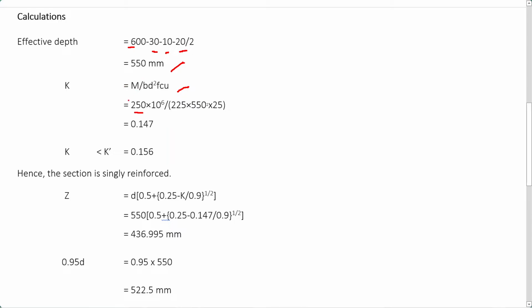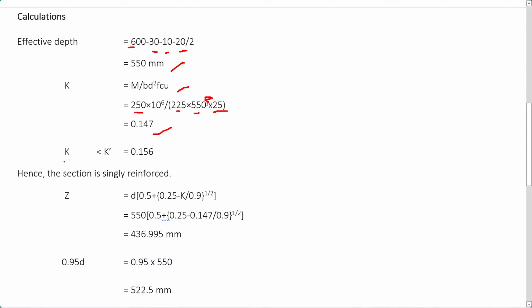Otherwise, there will be errors in the calculation. So we have to consider 250 in newton millimeters. So 250 times 10 to the power 6 becomes the bending moment in newton millimeters. b is 225 millimeters, d is 550, squared, and the characteristic strength is 25. From that, we can calculate 0.16 as K.